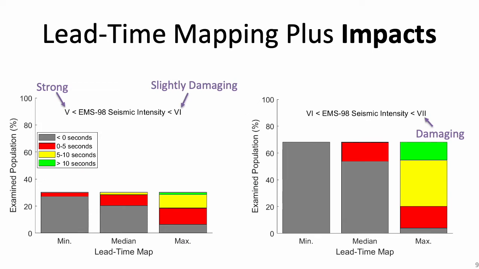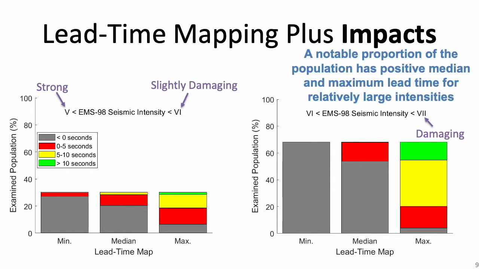we have examined population on the y-axis, different lead time maps on the x-axis, and then the different plots correspond to seismic intensities that the population might be exposed to from incoming earthquakes. So if we add up both axes of these plots here, we find that about 98% of the examined population are exposed to seismic intensities between strong and damaging. So this means that earthquake early warning could have a significant impact on earthquake risk.